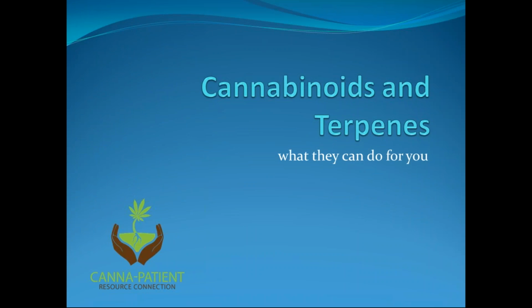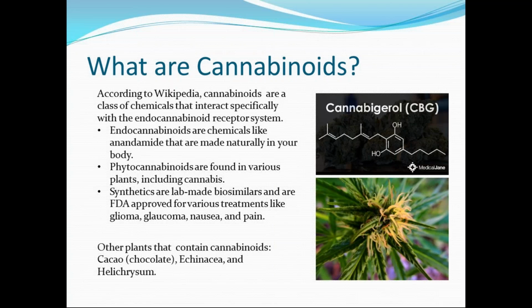Today's class is cannabinoids and terpenes and what they can do for you. Let's start off with what are cannabinoids. Cannabinoids are basically chemicals that interact with your endocannabinoid receptor system. You have endocannabinoids, and in case you aren't sure what those are, cannabinoids that your body actually makes to interact with that specific system. And we have ones like anandamide and 2-arachidonoylglycerol that float around our body and help us maintain homeostasis and help our bodies heal.